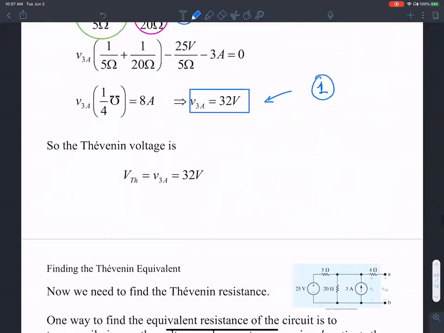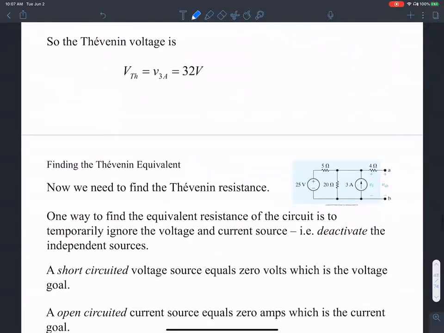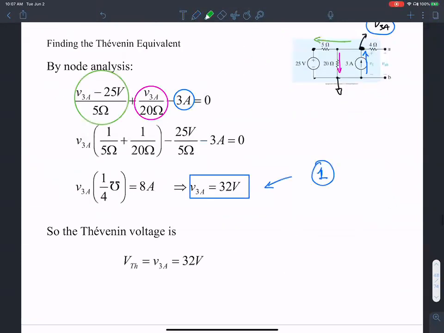Once you find that, the next step is to find the Thevenin resistance. Okay, so this is step 1.